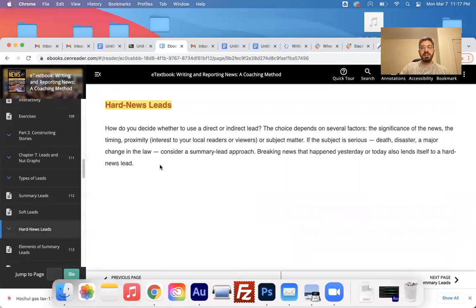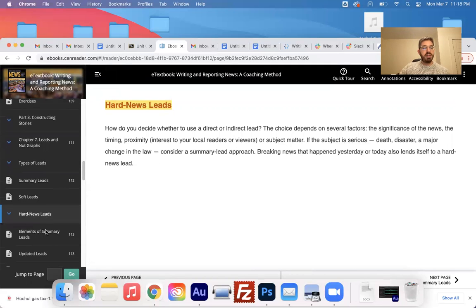Hard news leads. How do you decide whether to use a direct or indirect lead? The choice depends on several factors: the significance of the news, the timing, proximity, subject matter. If the subject is serious, death, disaster, major change in the law, consider a summary lead approach. Breaking news that happened yesterday or today also is a hard news lead.